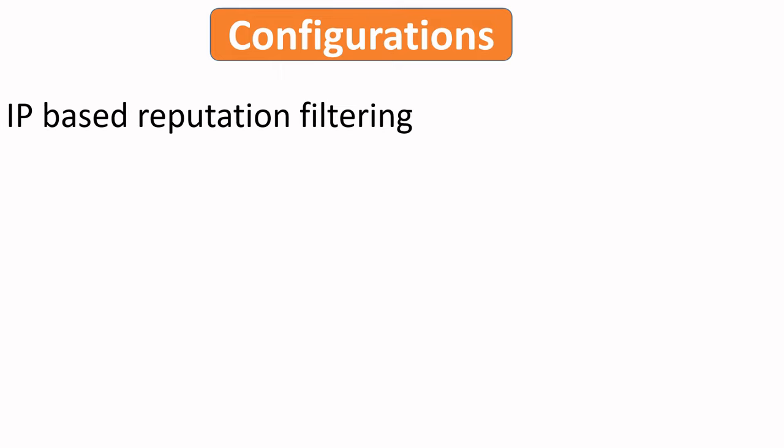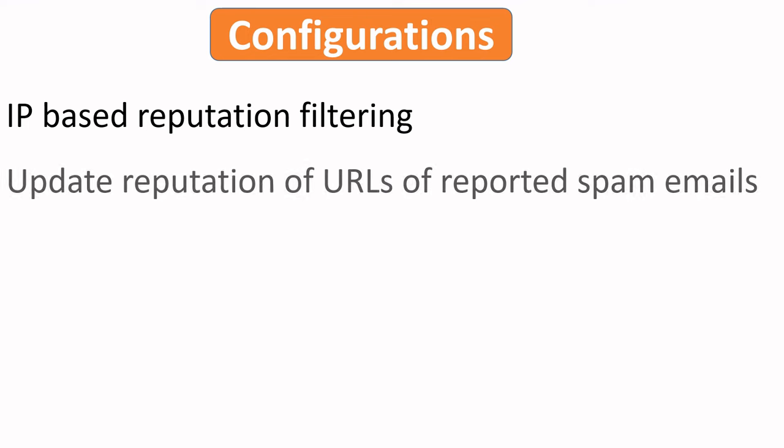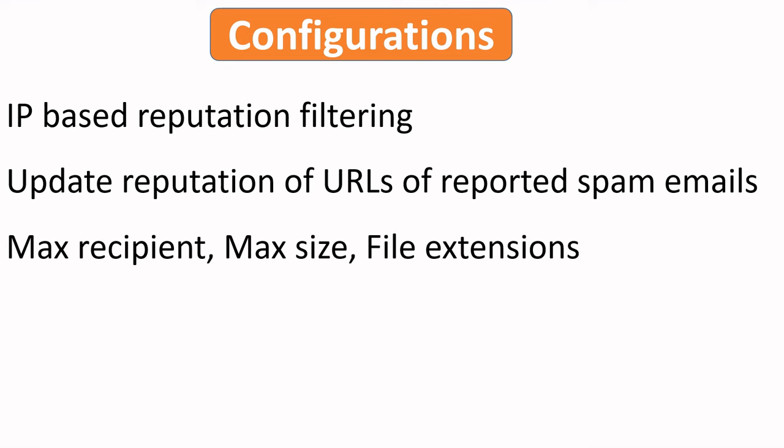Point number two, configurations. Ensure IP-based reputation filtering is configured to restrict or block malicious IPs. For reported spam emails, check whether web reputation of the URL is updated in the email gateway. Make sure maximum recipients per message and maximum size of the incoming or outgoing email is set as per the best practices. Check that the file extensions that are required to be restricted are configured appropriately.